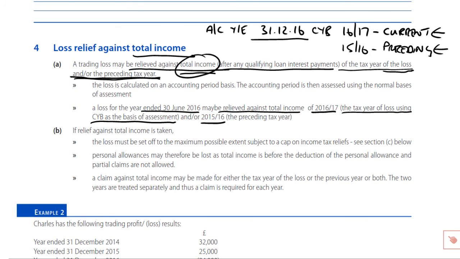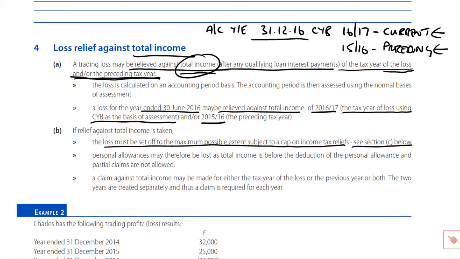If we take the relief against that total income, then there's no partial claims. The loss must be set off to the maximum possible extent, subject to there being a cap on income tax reliefs. We'll deal with that separately just a little later, in Section C below. There's a cap.